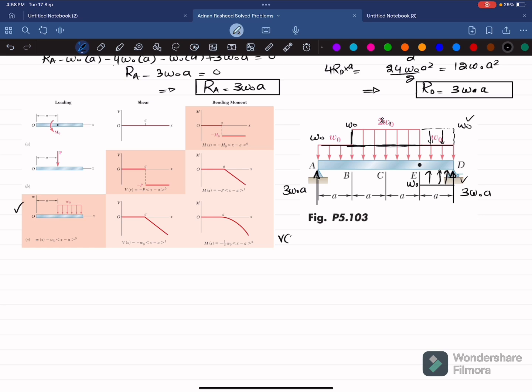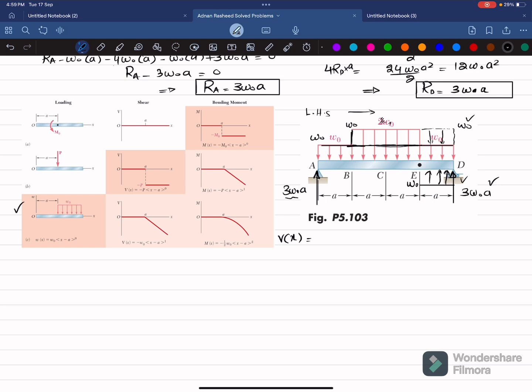for finding the shear force and bending moment diagram. So first we will find V of X, the shear force equation. Starting from the left hand side and moving toward the right hand side, we will neglect the last force, which is 3W naught into A, because you have seen in the previous problem that the effect of this force becomes 0 when X is less than or equal to 4A. So you can try it yourself.